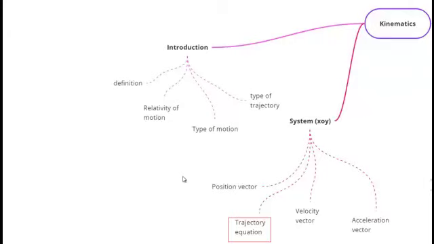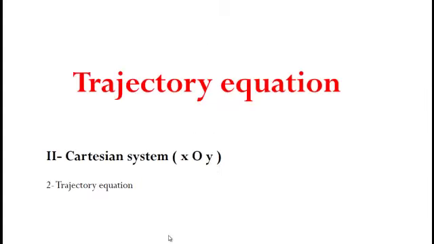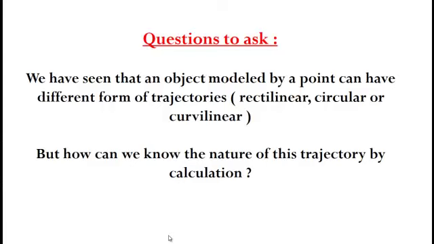We are still in the Cartesian system. Now we'll want to find the trajectory equation. We talked about the displacement vector, so the object is moving. Then since it's moving, we have a certain trajectory. We said that we have different forms of trajectory, such as the rectilinear trajectory, curvilinear trajectory, and circular trajectory.